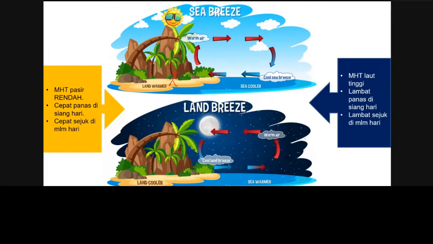Okay. So we know that land ataupun pasir has lower specific heat capacity. Specific heat capacity ataupun muatan haba tentu pasir rendah. What does that mean? That mean dia cepat panas. Suhu sama je, semua suhu datang daripada matahari. Matahari gives out heat. But here we have land, pasir, tanah, and here we have the sea. Tapi disebabkan air, specific heat capacity air is higher, dia lambat panas.